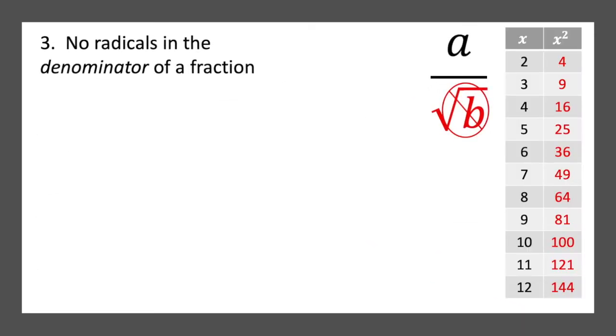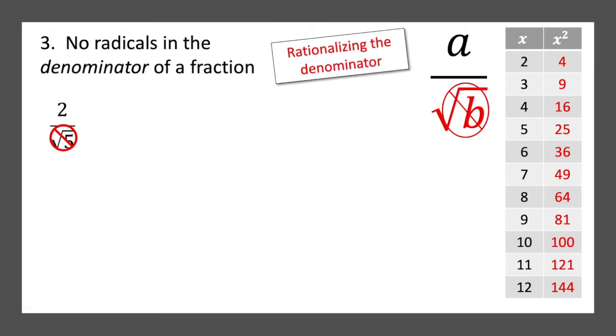Again, we'll pull up our table of perfect squares just as a reference. And let's say we have 2 over the square root of 5. Yeah, you can't have the square root of 5 on the bottom. So what we're going to do is what we call rationalizing the denominator. And we can multiply the top and bottom of the fraction by the radical we don't want in the bottom. So we'll multiply the top and the bottom by the square root of 5.